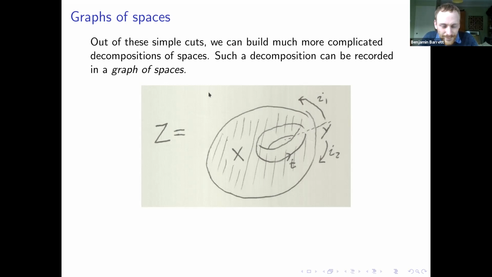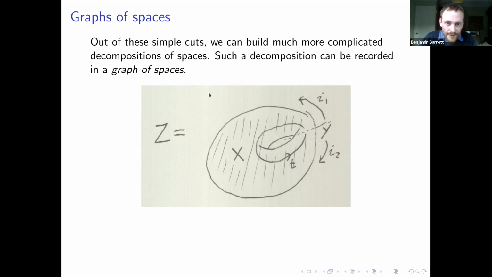Oh dear, I've included the wrong graphic in this picture, so I'm going to have to ask you to imagine something in a sec. Out of these simple cuts, when we start off with a space, we cut it up. I've told you two ways you can cut up spaces, the separating and non-separating case.